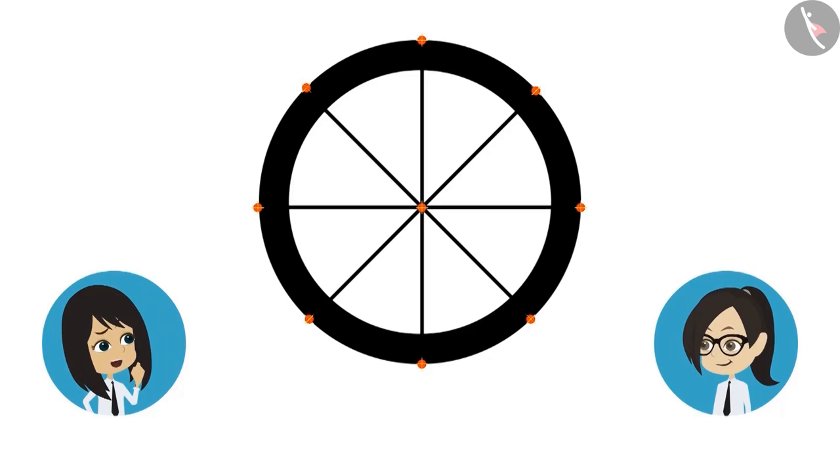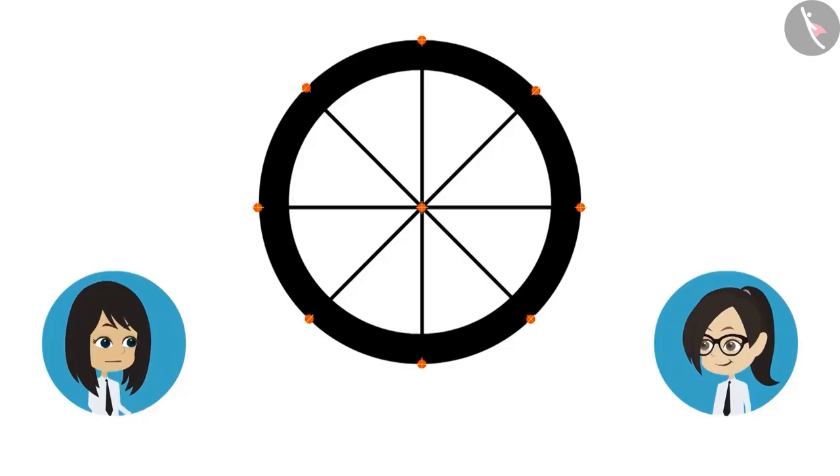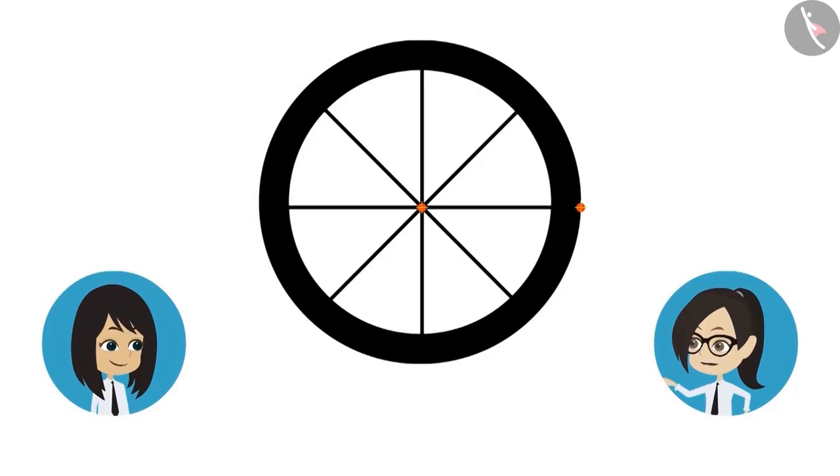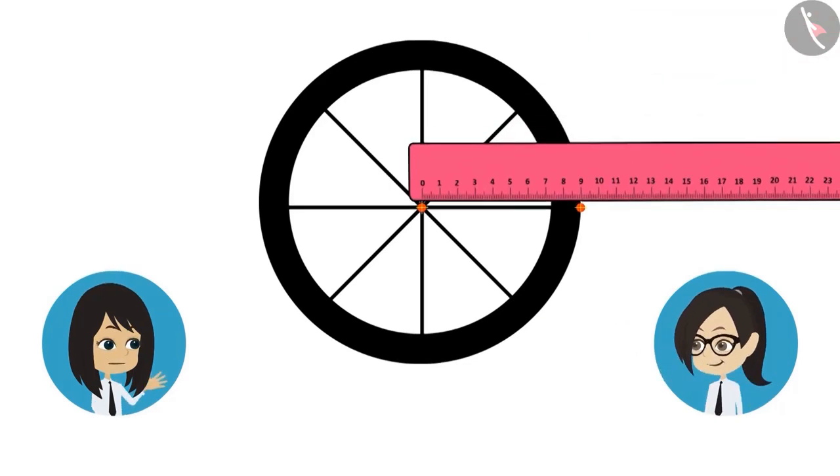There are many points on it. Measure to any point. The measurement will be equal because the center is at an equal distance from the boundary of the circle. Right. Let's measure up to this point. Okay, now let's measure the distance between these 2 points using a scale. The radius of the wheel of the bicycle is 9 inches.